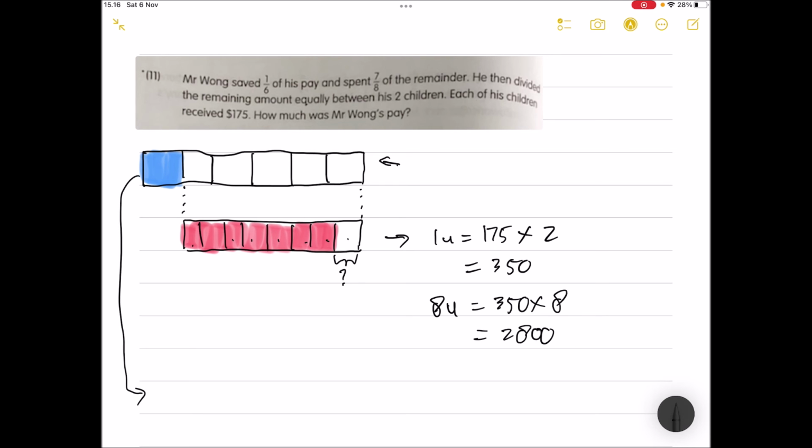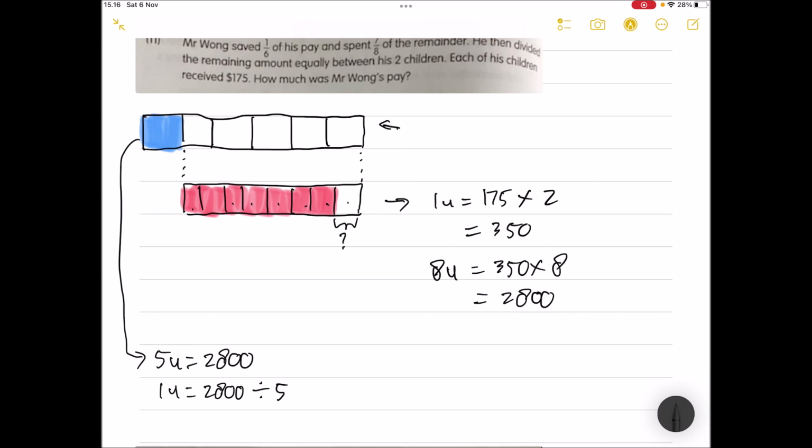Now this $2,800 is actually the 5 units at the top here. So now we count 5 units is actually 2,800. So 1 unit at the top is 2,800 divided by 5. The 1 unit on the blue and the 1 unit on the red are 2 different units. That's why each of their units holds a different amount. This is $560 per unit. The question is how much was Mr. Wong's pay, which is all of the units at the top, right? So what we want to know is actually 6 units.